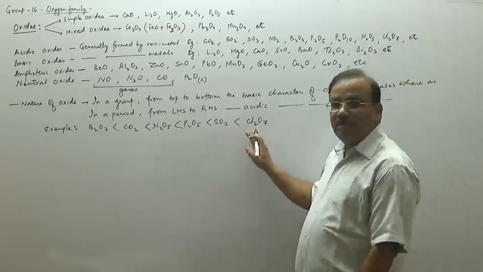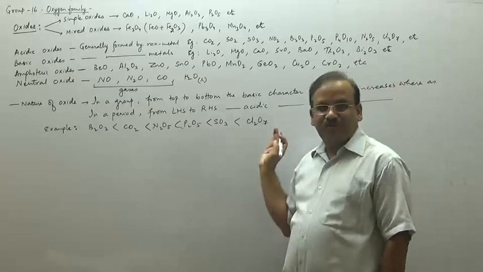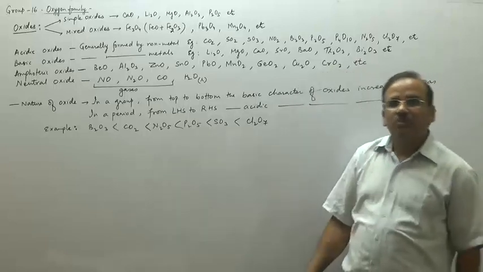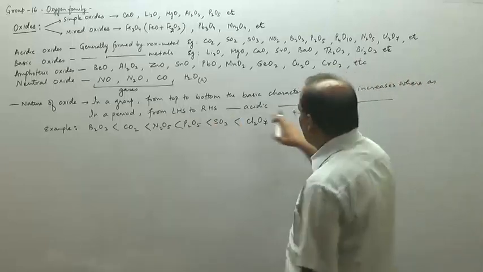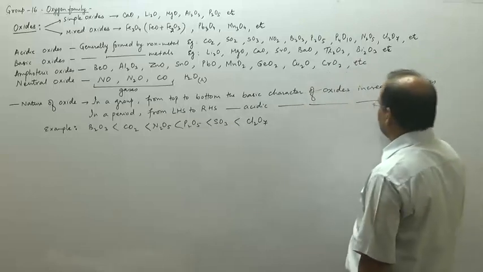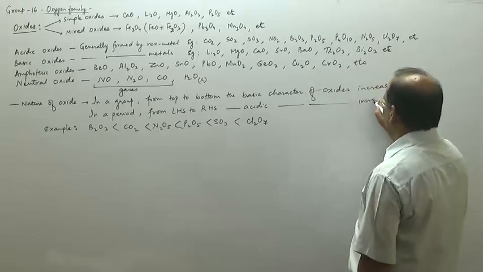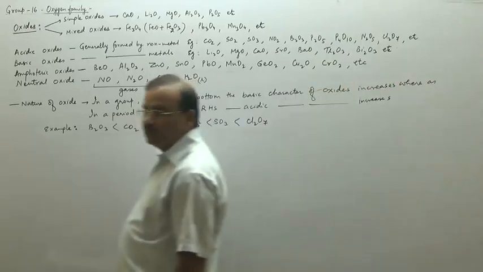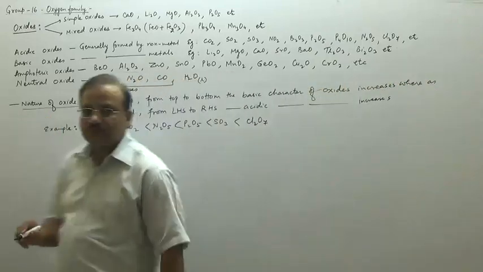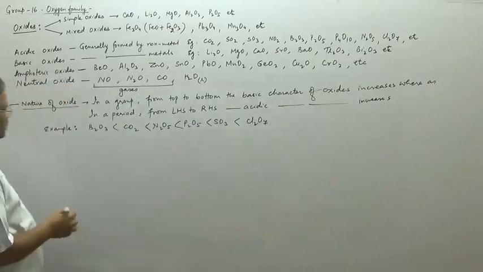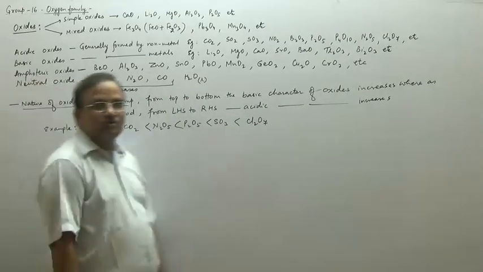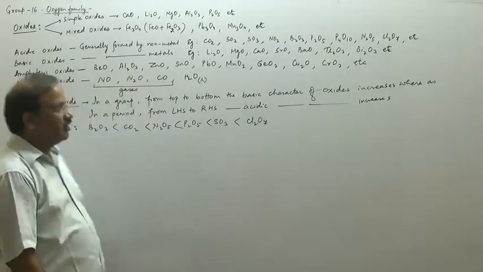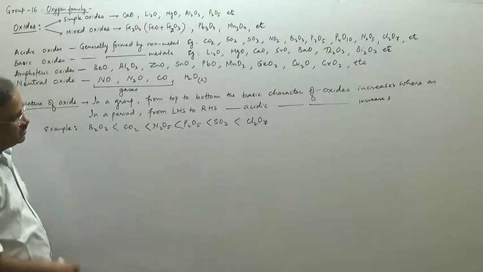So the element present on the extreme right will have a more acidic oxide, because from LHS to RHS, the acidic character of oxide increases. That is how we can write the nature of oxides.